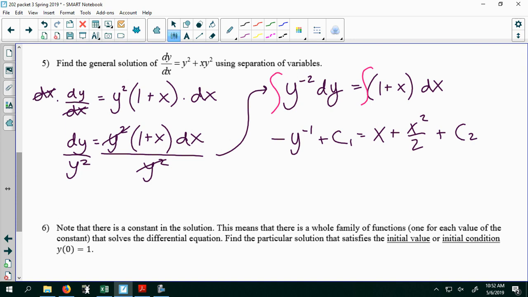So remember, the solution to a differential equation is a function. y equals some stuff. Right? So all I have to do now is solve for the y. I need to get this y by itself. So I'm going to subtract c1 from both sides, and I'm going to have negative y to the negative 1 equals x plus x squared over 2 plus some other arbitrary constant, c3, which is just c2 minus c1. But they're all arbitrary, so we can just give them new names.